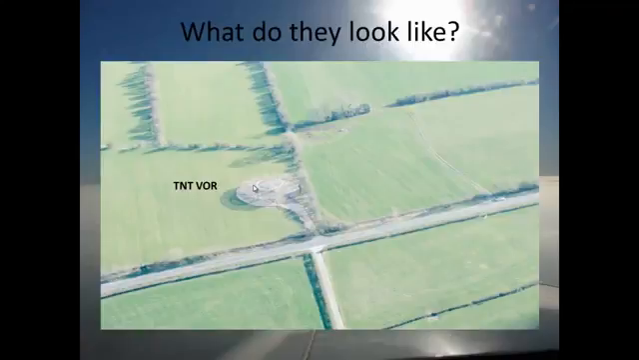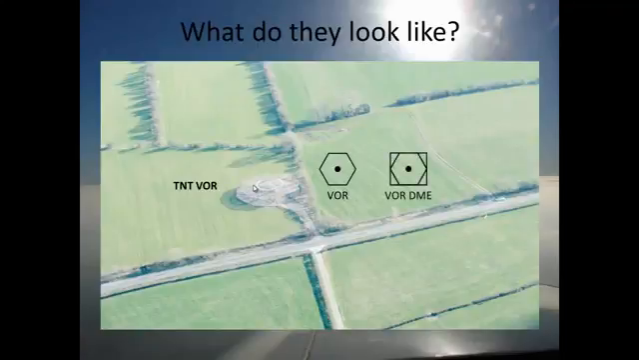Now, this is what they look like on the ground. You may have seen pictures of these taken from a ground level, or you may have even seen them flying and not really knowing what they are. This is what they look like if you ever fly over one. This one is actually the TNT VOR, which is what part 2 is based on. So I'm actually going to be flying over that one in part 2. On a map, that's what they look like. That's the symbol for a VOR. And that's the symbol for a VOR DME.